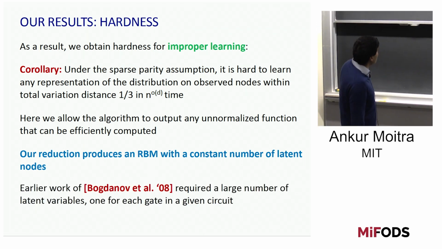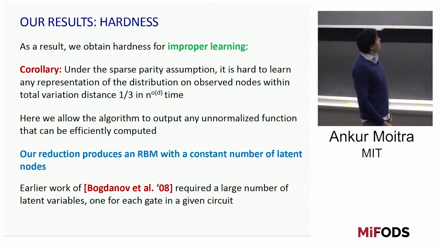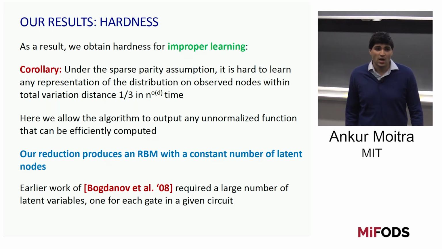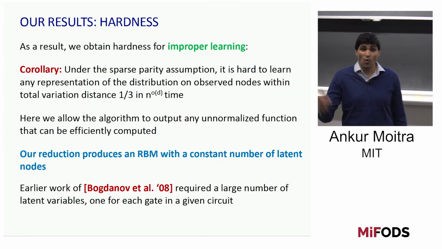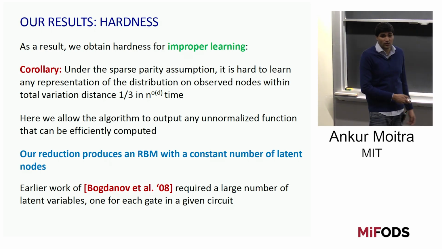In context, the only thing I knew about before this was the work of Bogdanov, which shows lower bounds on learning graphical models with latent variables. But the way they do it is by showing that graphical models with latent variables can represent the uniform distribution on any given circuit. For each gate in the circuit, they use a hidden node. So in those contexts, you're using a ton more hidden nodes than observed ones, as opposed to a constant.